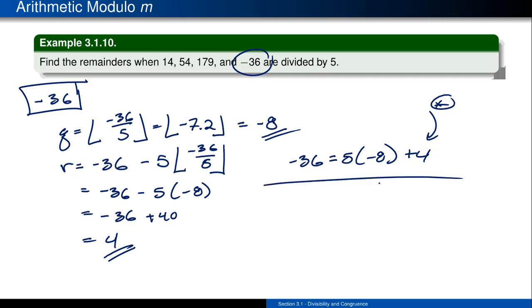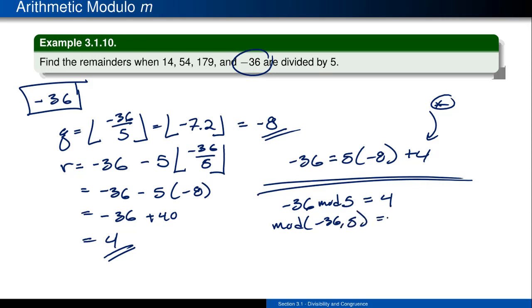And if I want to write this with this kind of fancy mod notation, well, what is negative 36 divided by 5? What is its remainder? So negative 36 mod 5, in this case, is going to kick out a 4. For those of you working in Sage, this is going to look like mod of negative 36 with the 5, which is going to kick out a 4. And for those of you in the computer sciencey C world, this is going to be negative 36, the percentage symbol, with a 5, which kicks out a 4 as well.